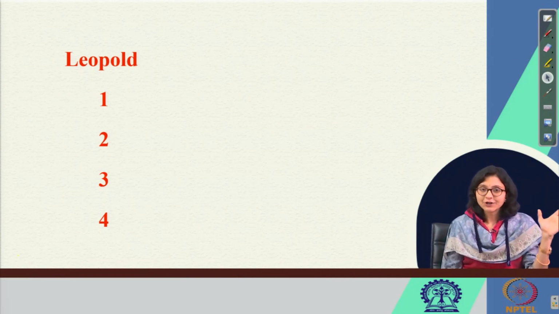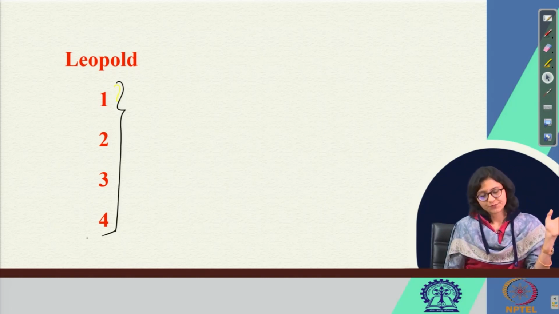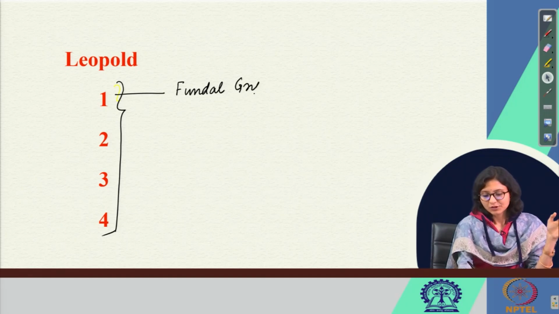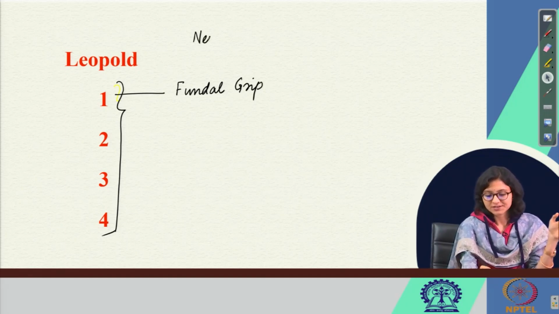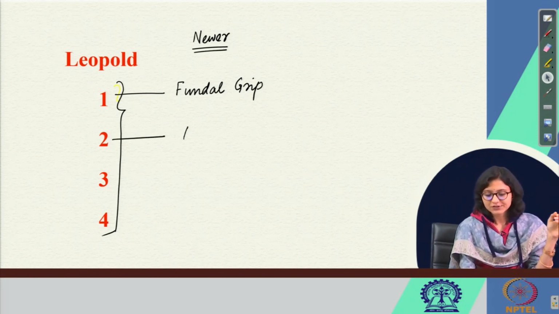That is the Leopold maneuvers. There are 4 Leopold maneuvers. What are they? 1, 2, 3 and 4. Number 1, Leopold 1 is also called as the fundal grip. So these are the newer terminologies, right? So Leopold 1 is called as the fundal grip. Leopold 2 is called as the lateral grip.